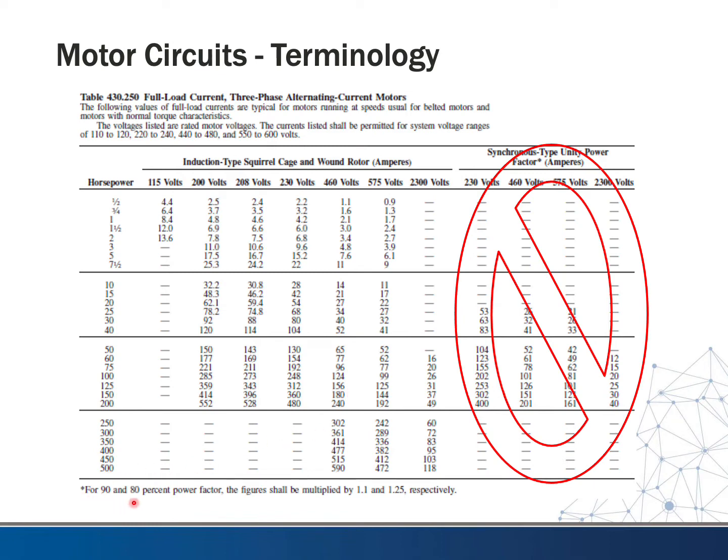It is worth noting down here, they do have power factor correction, so if you do know that it's running under a lower power factor, you should multiply by these power factor corrections. You see as the power factor goes down, the full load amps go up, respectively.